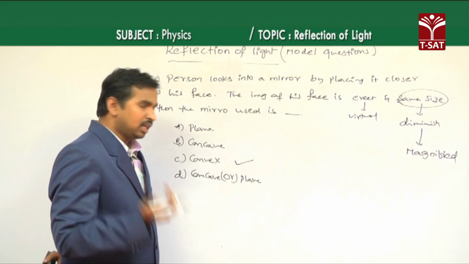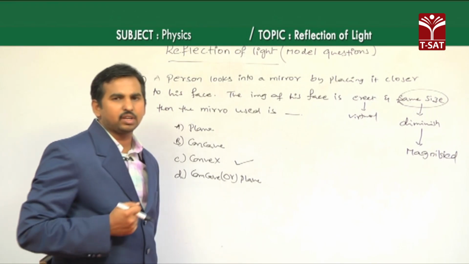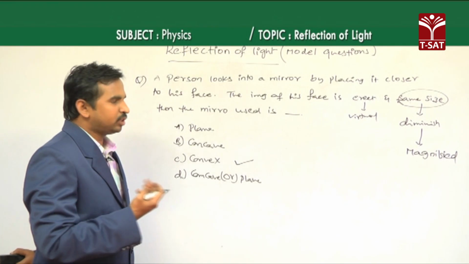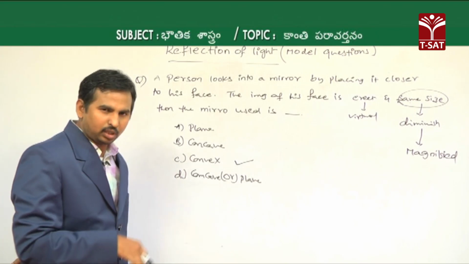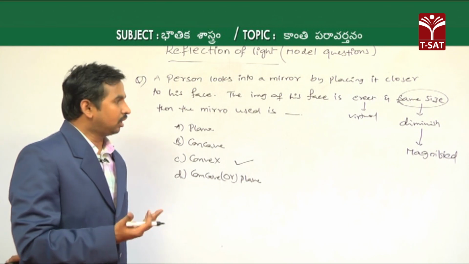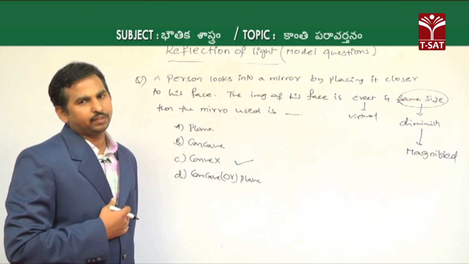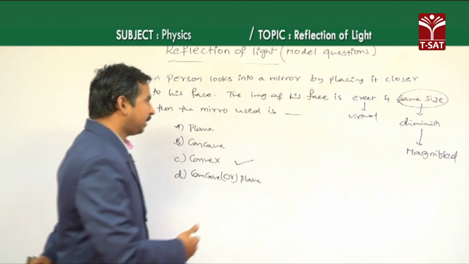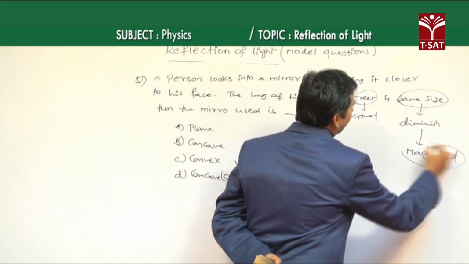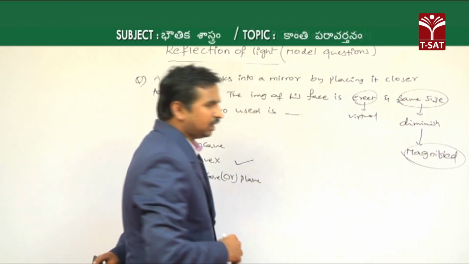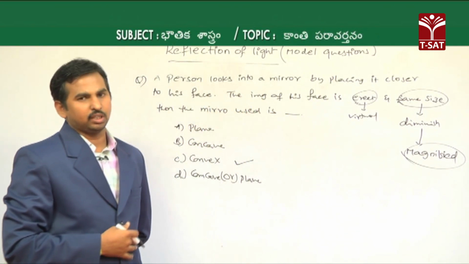So that is why for a concave mirror we have a special case, which is when the object is placed between the pole and the focus. There we get a virtual image, which is erect. Not only that, we get a magnified image. So if erect and magnified is given, then we can take that as a concave mirror.